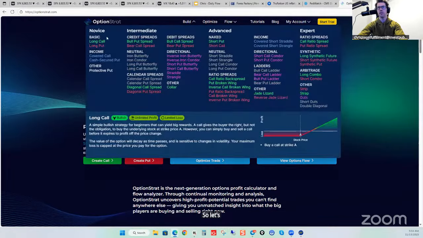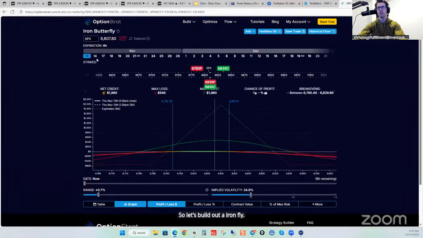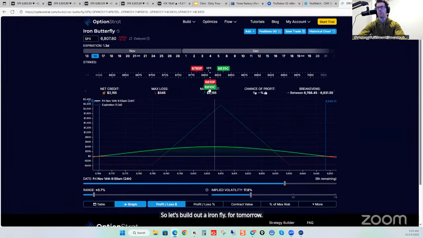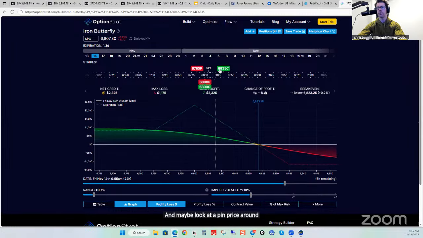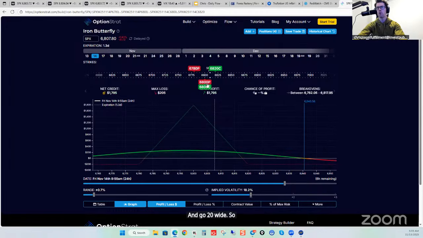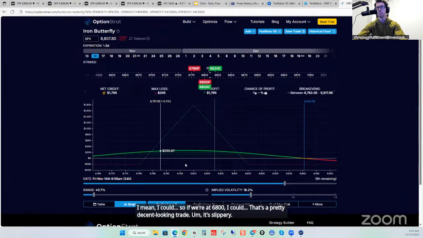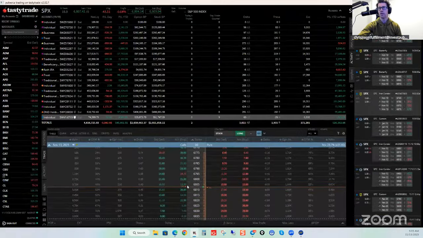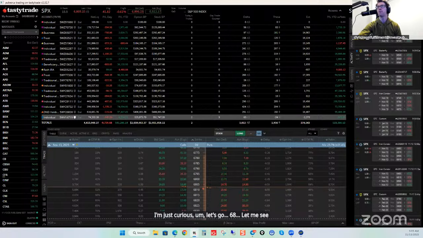So let's build out an iron fly for tomorrow, and maybe look at a pin price around 6,800 and go 20 wide. So call, put. I mean, if we're at 6,800, that's a pretty decent looking trade. It's slippery. I'm just curious. Let me see what a 6,850 looks like for tomorrow.